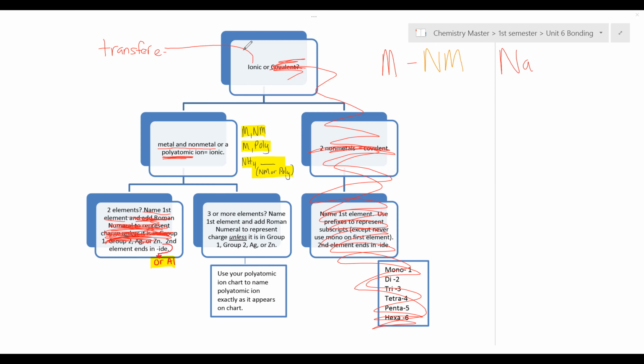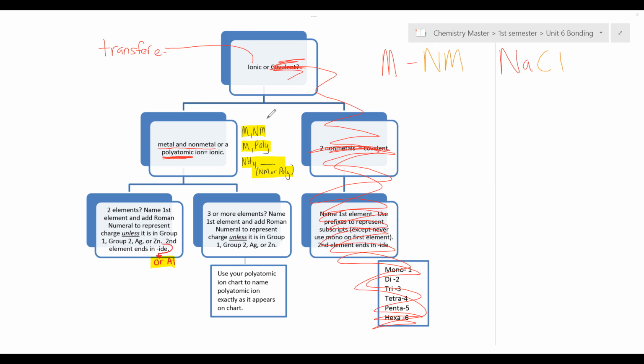NaCl. Can somebody tell me? So the first thing it says, name the first element. So what is the name of that first element? Sodium, right? Everybody agree with that? The first element is sodium.